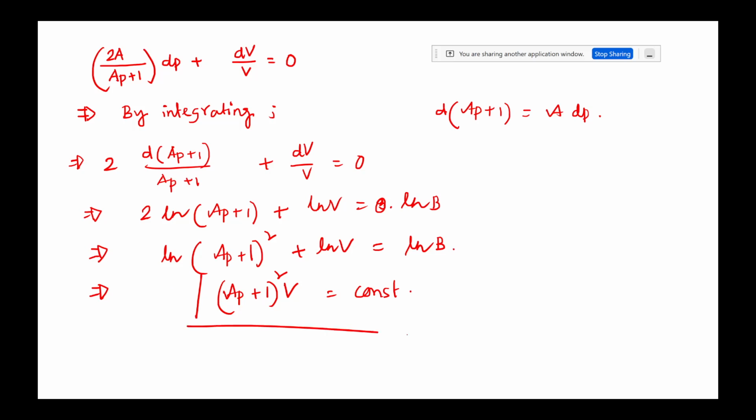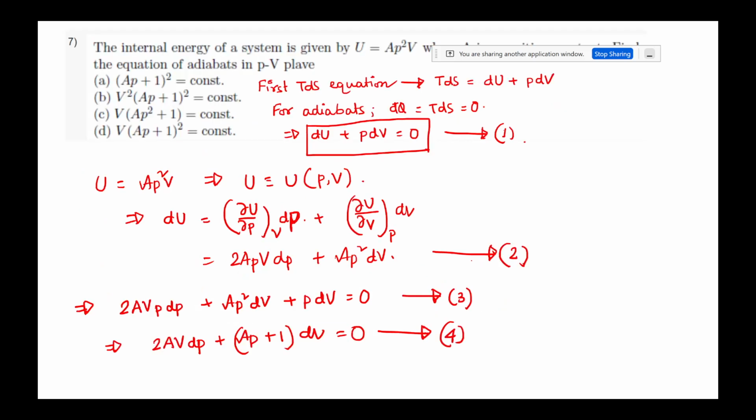So this is the equation of state: (A P plus 1) whole squared times V is equal to constant. So this is the right option: V times (A P plus 1) whole squared is equal to constant.